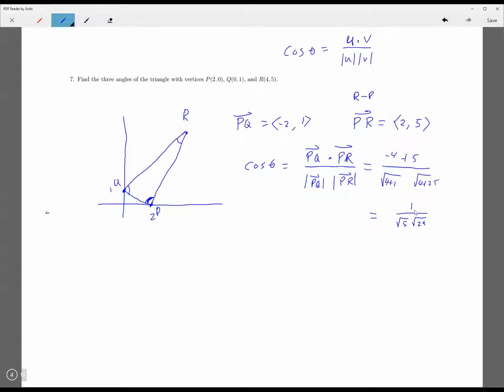And we're supposed to round it to the nearest degree. So you're going to take the inverse cosine of this, 1 over the square root of 5 times 29. So you just plug that into the calculator. And what's that? 1.487. How many decimal places?